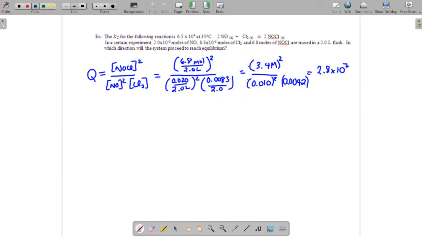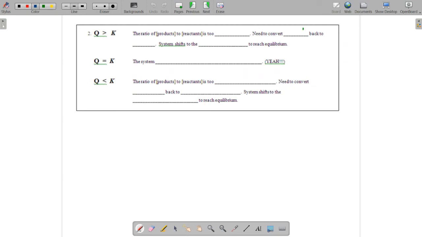So now, hopefully, you got this where you did concentration of products over concentration of reactants, again following stoichiometry. So you should have gotten 2.8 times 10 to the 7th. Now, it asks, which direction will the system proceed to reach equilibrium? So let's talk about what would happen here. It makes sense mathematically, but I want to talk it through really quickly. So remember, K is what the ratio of products to reactants should be at equilibrium.